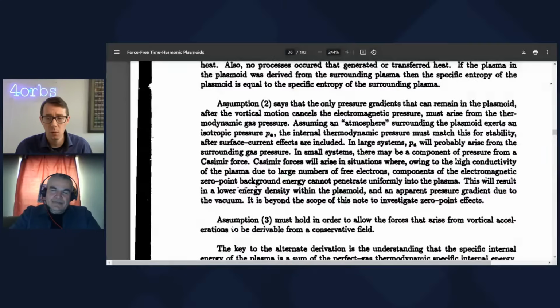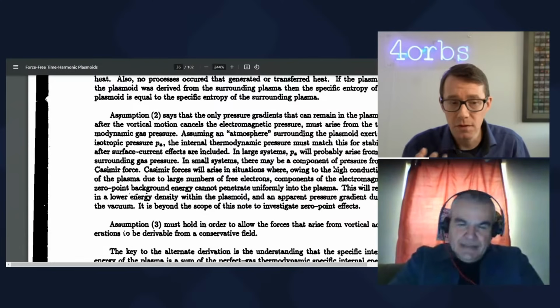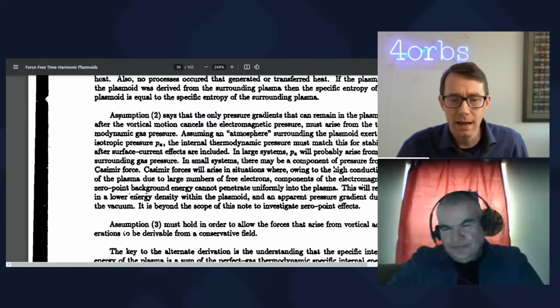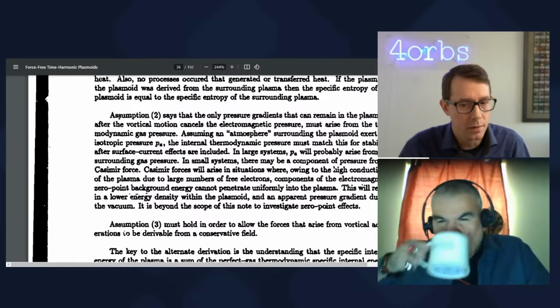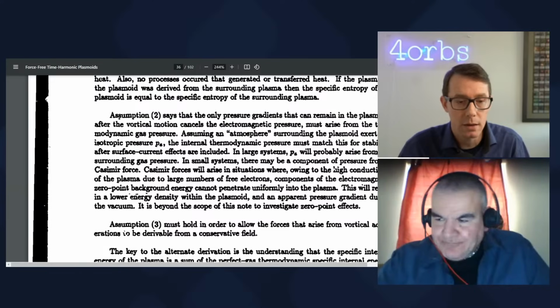Yeah, and the reason why I bring it up is that in Jack Nachamkin's 1992 paper, Force-Free Time Harmonic Plasmoids, he is specifically bringing up the energy levels, these massive energy levels. Hal Fox, who worked with Ken Shoulders, also brought up the energy levels. But in here, he's also saying it seems like the temperature would be equivalent to the background atmosphere, which is what we see in those videos. But then down here at the bottom, it says Casimir forces will arise in situations where, owing to the high conductivity of the plasma due to the large number of free electrons, components of the electromagnetic zero point background energy cannot penetrate uniformly into the plasma. This will result in a lower energy density within the plasmoid and an apparent pressure gradient due to the vacuum.